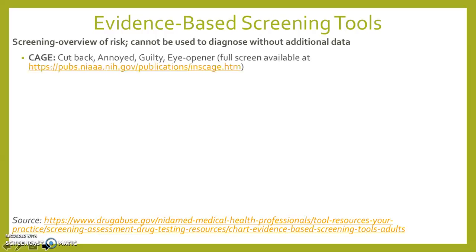The first and simplest tool to use is called the CAGE. The C stands for cutback, the A, annoyed, G, guilty, and E, eye-opener. Essentially, you'll ask the client whether he or she has ever tried to cut back, thought about cutting back, or unsuccessfully tried to cut back on use, whether others are annoyed with his or her substance use, whether he or she feels guilty after using, and whether he or she ever needs an eye-opener first thing in the morning to get started with the day. Full screen information is available at the web link provided.